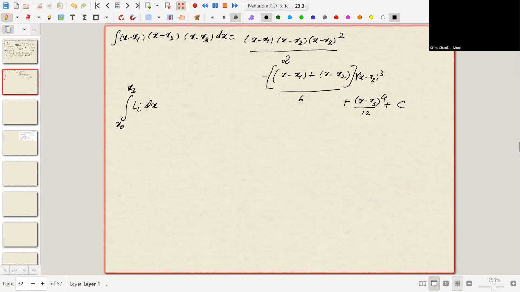So this is the main thing. Integrate anything from x0 to x3 of li dx. This generally is of this kind: bi h cube. I will tell what is bi. Then you go from x0 to x3. That's fine. And you just use the Lagrange interpolation polynomial.